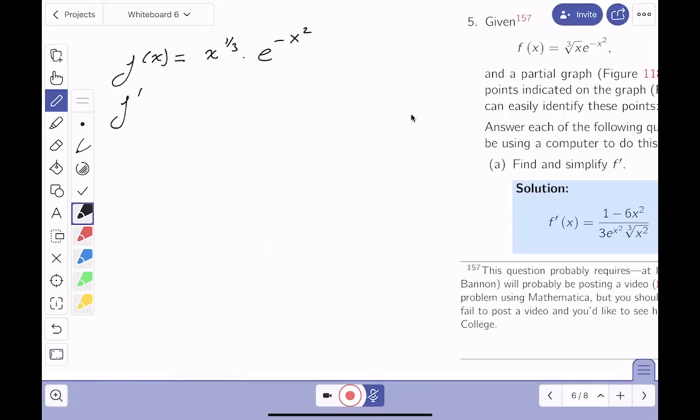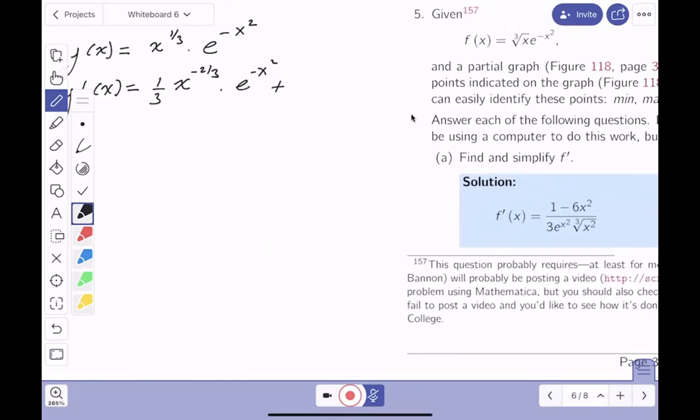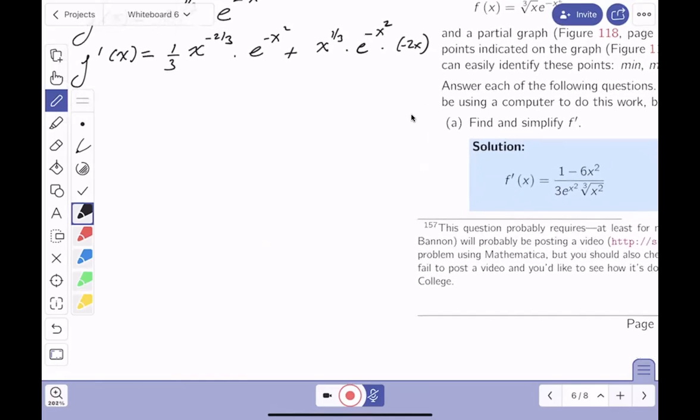Let's put this first derivative down. I'm going to see if I can get it. Might be tough. I'm going to say the derivative of the first function, which is 1/3 x to the minus 2/3, times e to the minus x squared, plus the first function, which is x to the 1/3, times the derivative of the second function, which is e to the minus x squared times minus 2x. I've got to clean this up because it really looks bad.